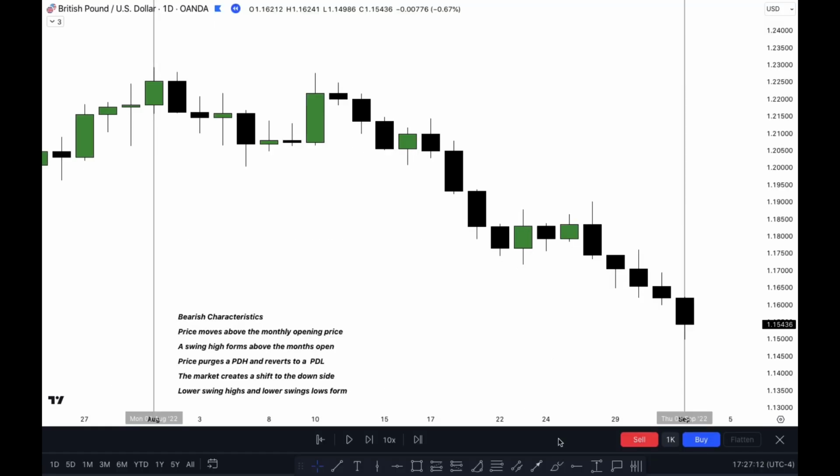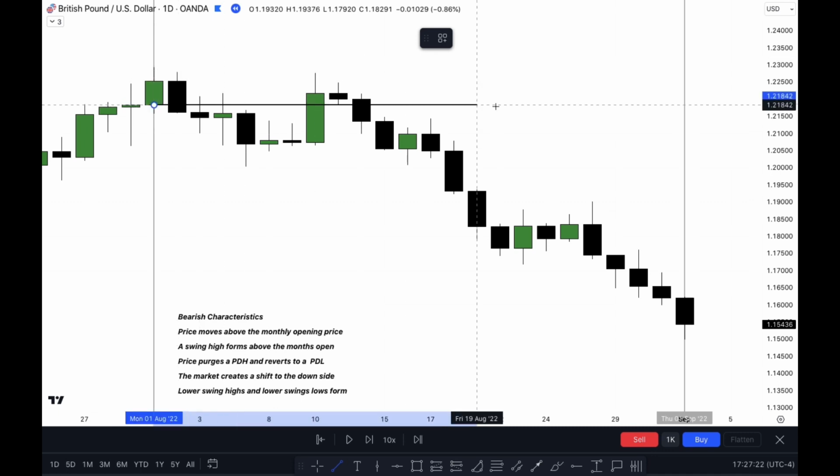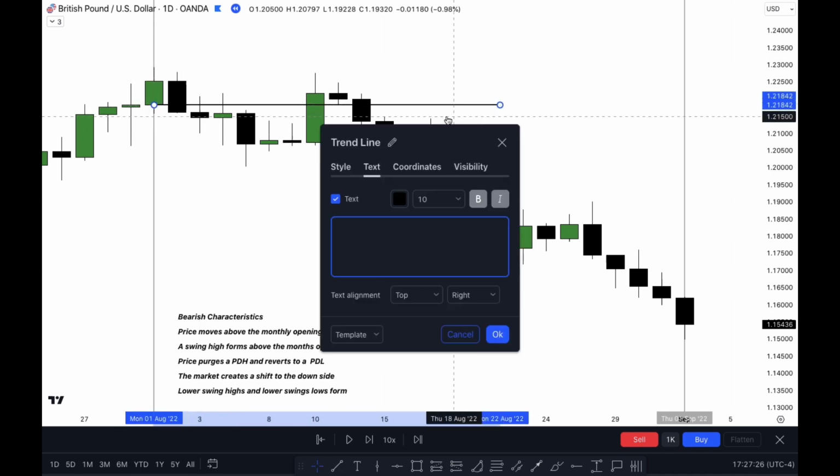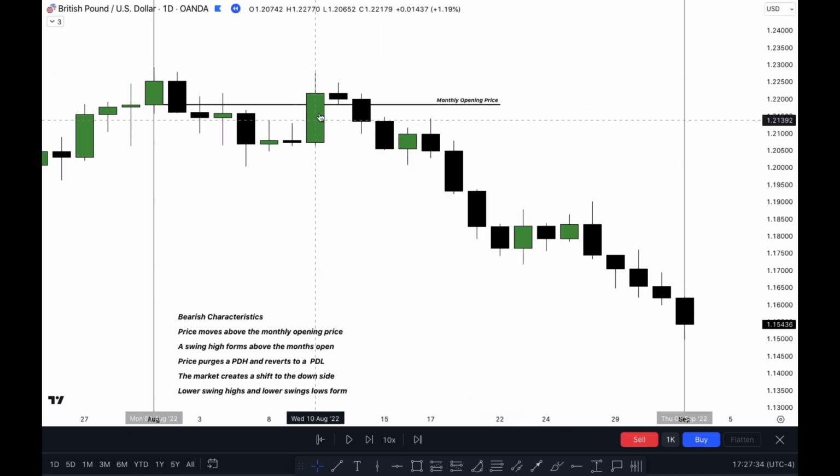Looking at this example, we're going to see how many of these bearish characteristics we can apply to this bearish month. So the first thing is price moves above the monthly opening price. Do we have that? Let's see, the open is here. So this is the monthly opening price. And we can see it moves above it several times. And after moving above it several times, we can see price continues to follow a downward trend.